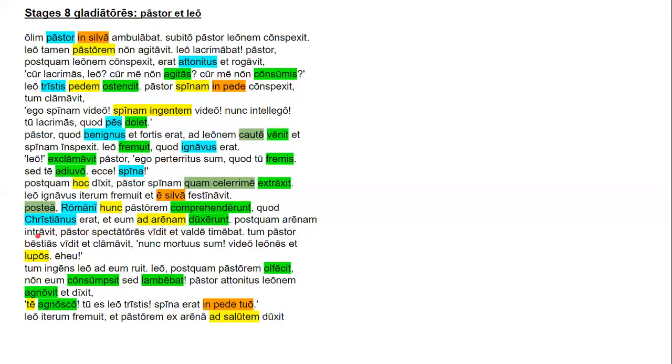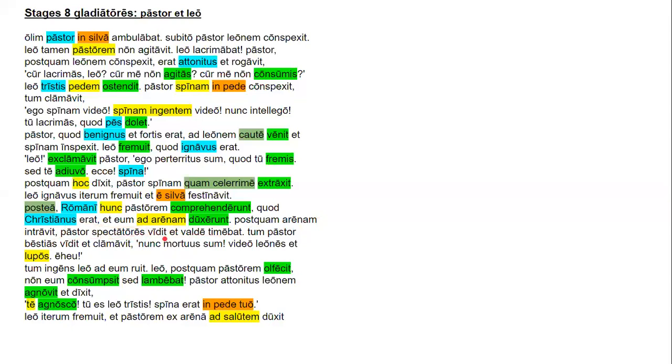Notice that again, intravit does not have an explicitly stated subject. We've got to sort of imply that from the main clause of the sentence, which is pastor spectatores vidit et valde timebat. So pastor is the nominative subject. It's obviously the shepherd. Spectatores, so this is a third declension plural accusative. It could be a nominative because third declension nominatives and accusatives in the plural are the same. But we know from context that it has to be the accusative because vidit and timebat are both third person singular verbs. So it has to have one subject, and that's the pastor.